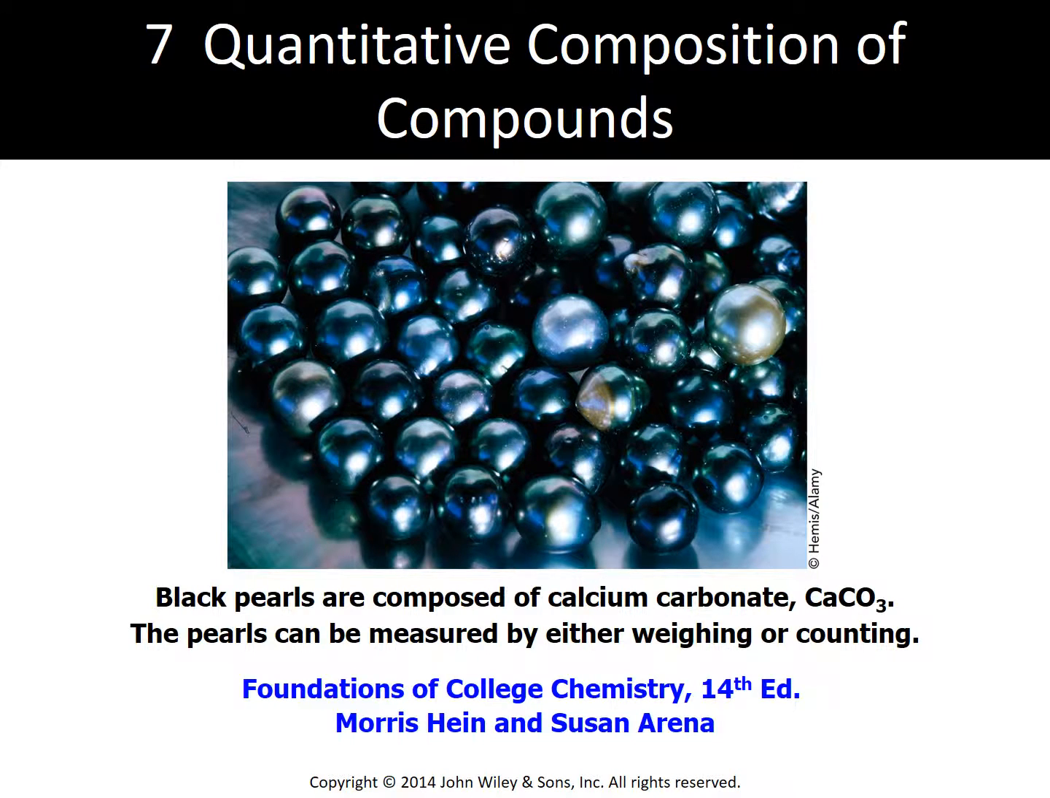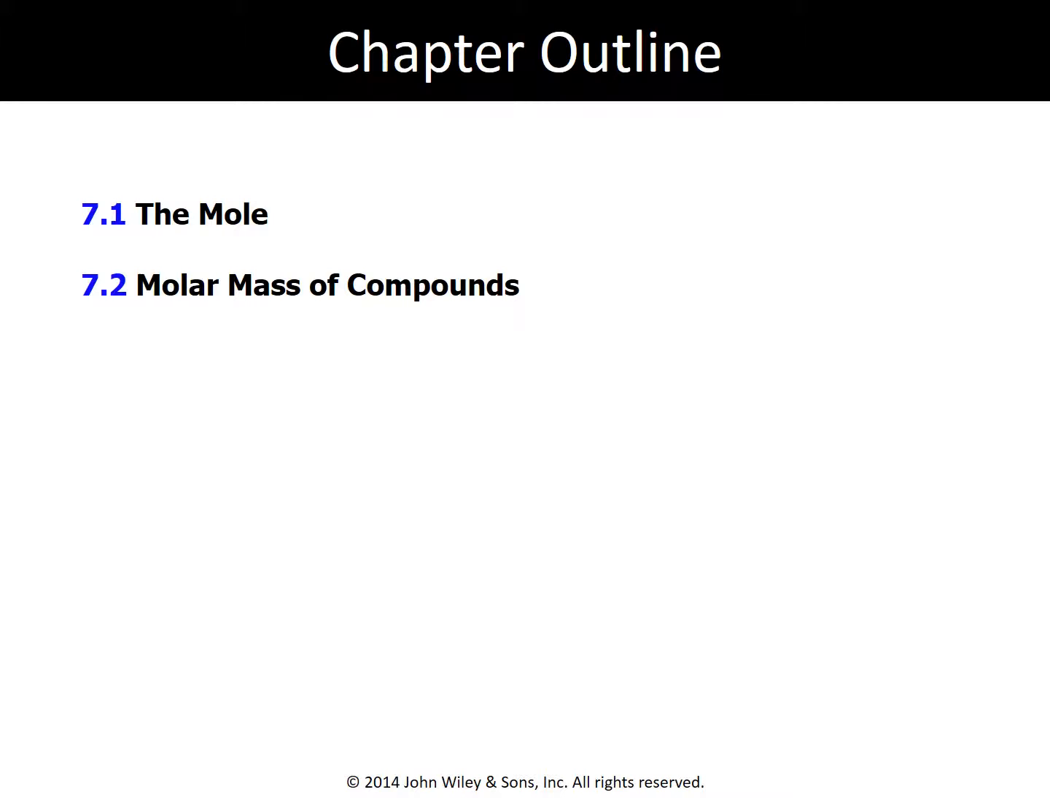So today we're going to talk about Chapter 7, Quantitative Composition of Compounds. And while that title might sound very complicated, quantitative, we're talking quantity, how many, how can we count? And when we're looking at this picture, we can see that this compound, calcium carbonate, has tiny little spheres looking like pearls, and we can measure them out either by weighing or by counting them. So in this video, we're going to talk about sections 7.1 and 7.2.